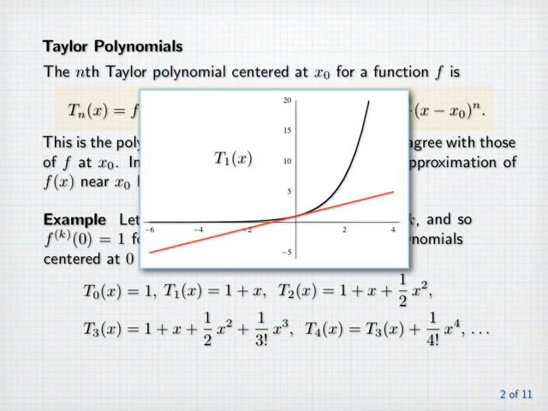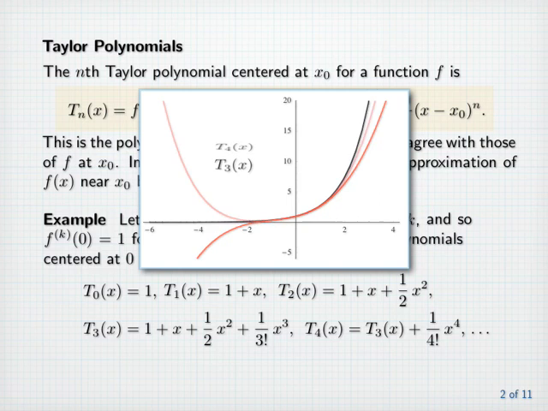Here's the graph of T1 of x. That's just the graph of the linear approximation to e to the x at x equals 0. Here's the graph of T2, followed by the graph of T3, the graph of T4, then T5, T6, T7, T8, T9, T10, and finally T11.